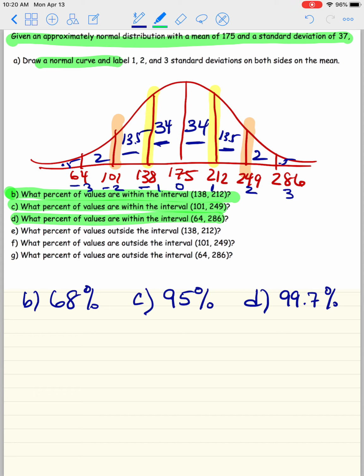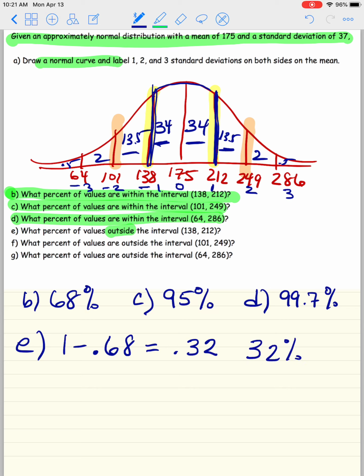138 to 212. What percent of values fall outside? Outside, not within, outside 138 to 212. So here's 138. Here's 212. That makes 68%. So letter E is 1 minus 0.68. Okay, so that's 0.32. So 32%. Or you could say 100% minus 68% makes 32%.